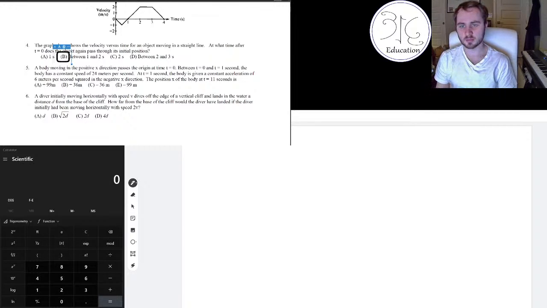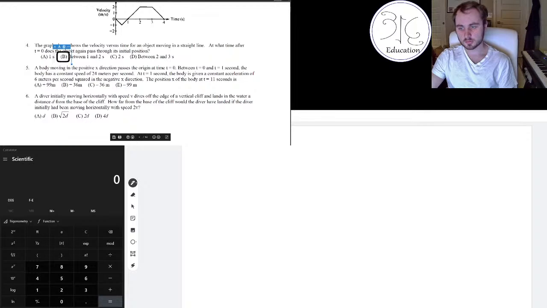Okay, so we've got a body moving in the x positive direction passes the origin at time t equals 0. Between t equals 0 and t equals 1, the body has a constant speed of 24 meters per second. At t equals 1 second, the body is given a constant acceleration of 6 meters per second squared in the negative x direction. And so we want to find the position of the body at 11 seconds.